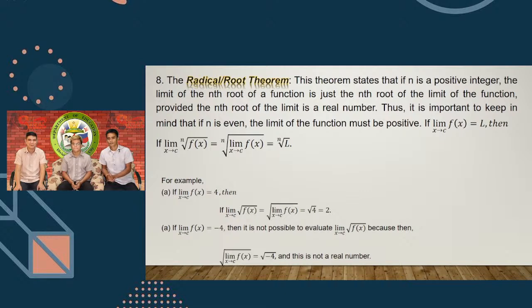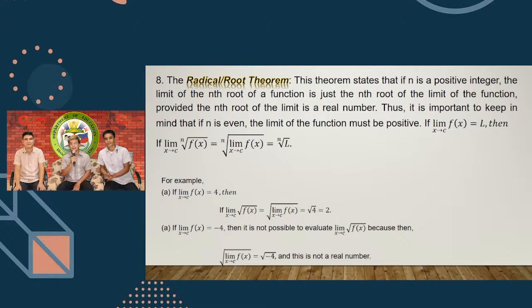So for example, if the limit of f of x as x approaches c is equal to 4, then the limit of the square root of f of x as x approaches c is equal to the square root of the limit of f of x as x approaches c. And that is the square root of 4, and the square root of 4 is 2.